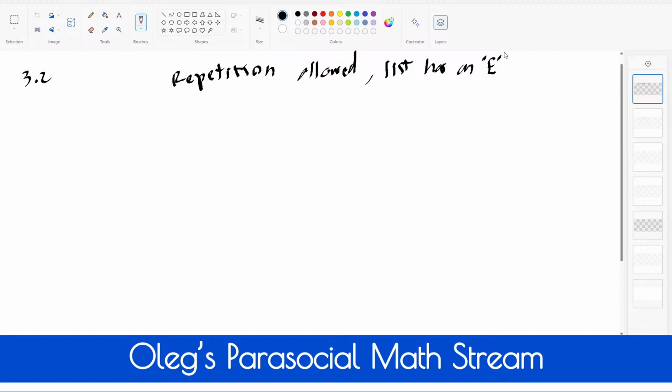All right. Anyway, what we have here has an E. So in this case, we need 4-letter lists with repetitions allowed that must have an E. Here's our strategy. By part A of this exercise, we know that there are 2401 lists where repetitions are allowed.